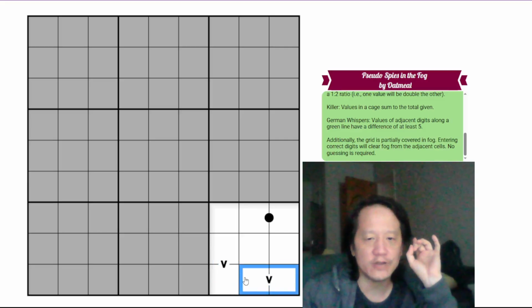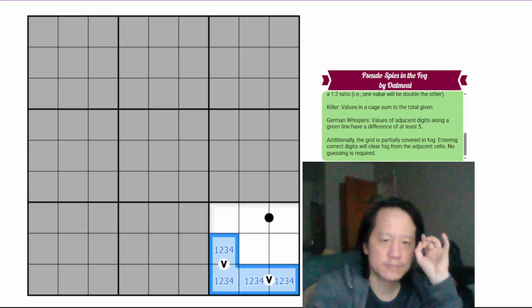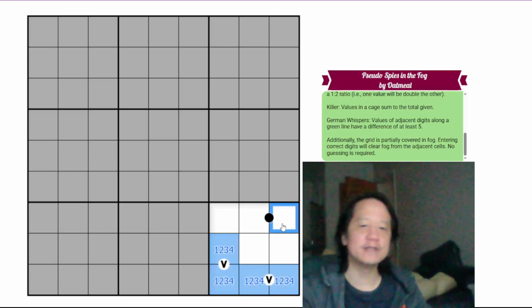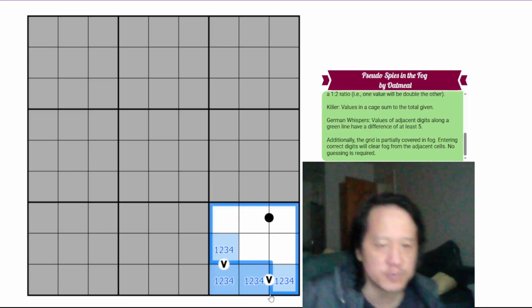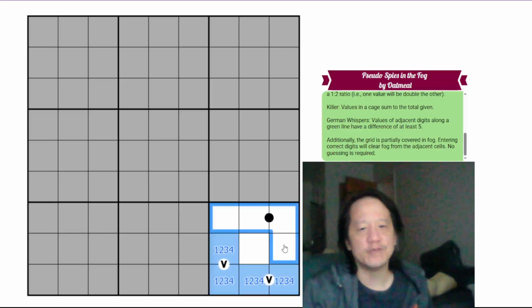Therefore, as a value, these can never be less than 5. So these must be normal digits, and they must be 1 through 4. Well, that eliminates 1 through 4 in the rest of this box. So these have to be 5 through 9.